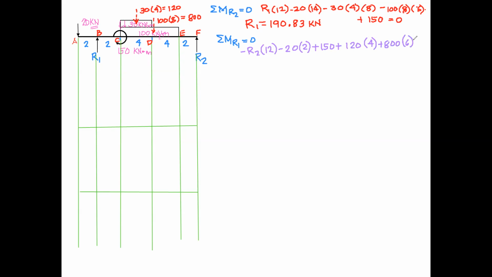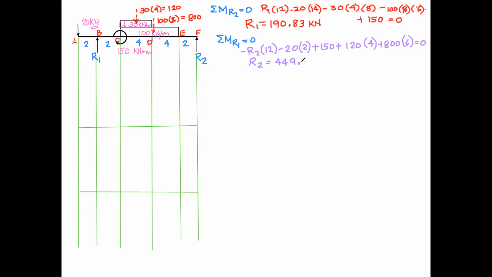Okay, equal to 0. So, mas madali lang yung pagsulat ko kasi meron ng times 30 times 4, 100 times 8. Mahirap kasi magsulat pag ganito. So, it's better you just get the equivalent concentrated load. So, what is R2, Jacob? 449.17 po.